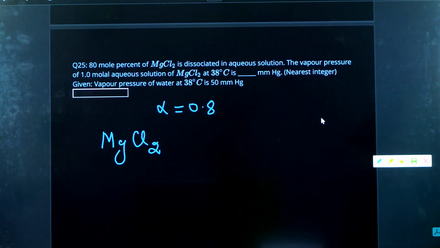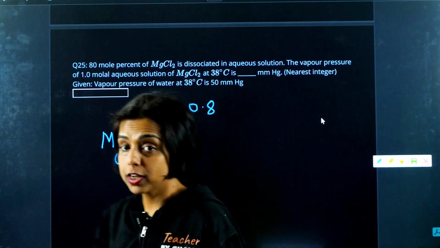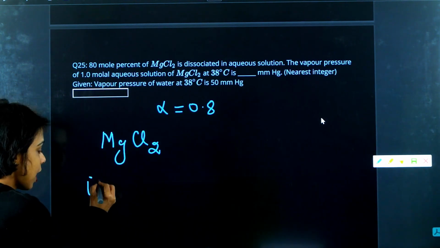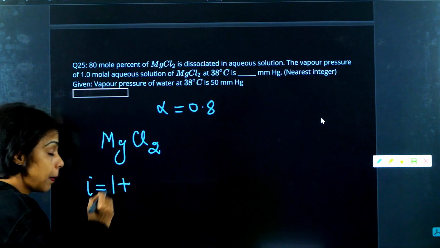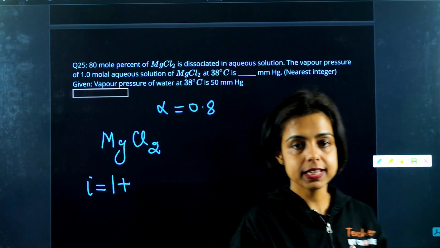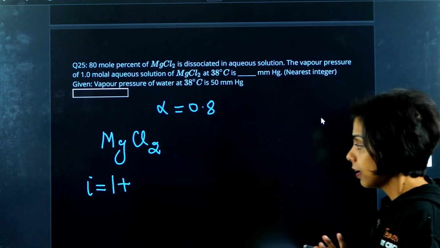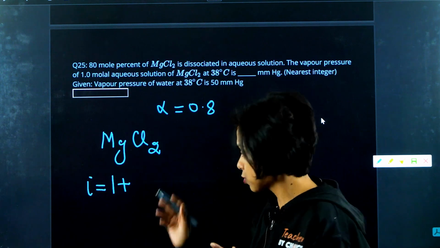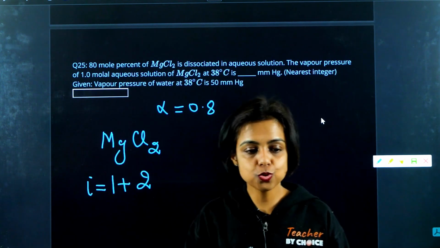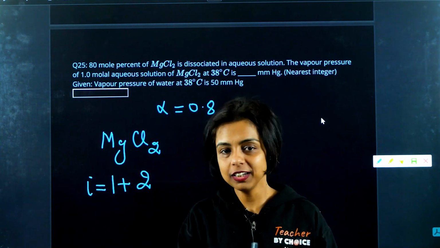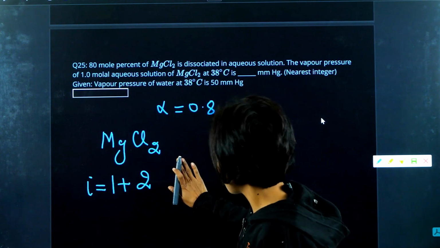Of course, the van't Hoff factor we need because we are using colligative properties. So i is equal to 1 plus (n minus 1) alpha, because dissociation is happening. So n is 2 or 3? Yes, (n minus 1) alpha.